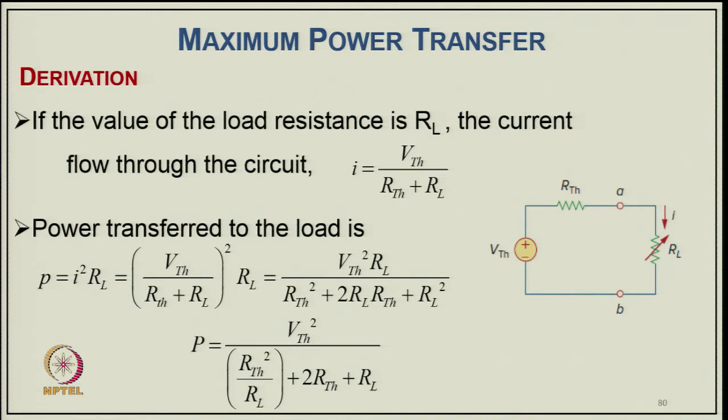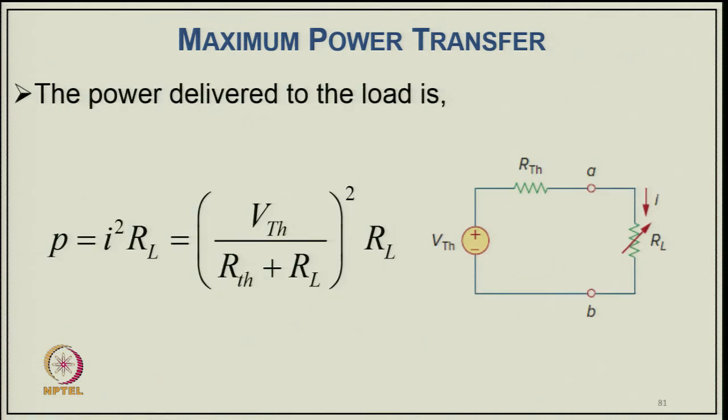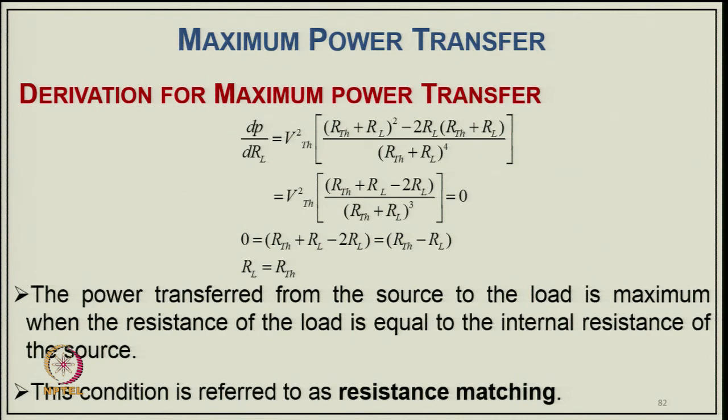You can keep it like typically VTH square divided by RTH, divided by RL square plus 2 RTH plus RL. Now, the power delivered to the load will be I square RL, so it will be VTH square divided by (RTH plus RL) square, that is the current square, into RL. Now, we can do this for transferring the maximum power.